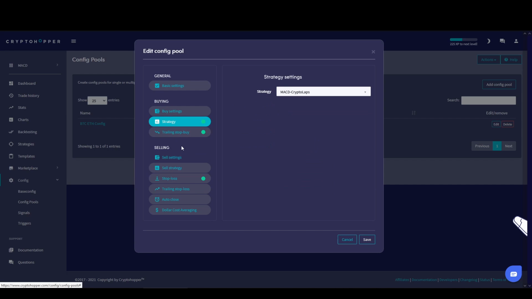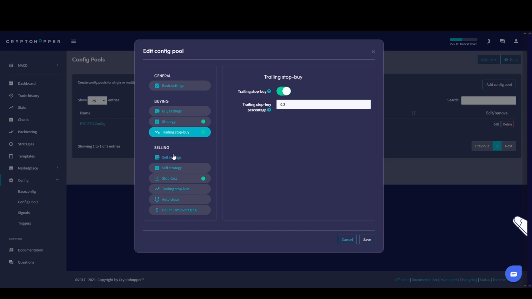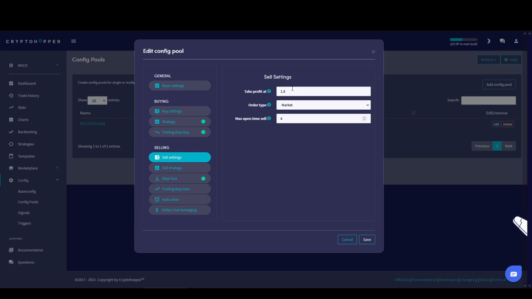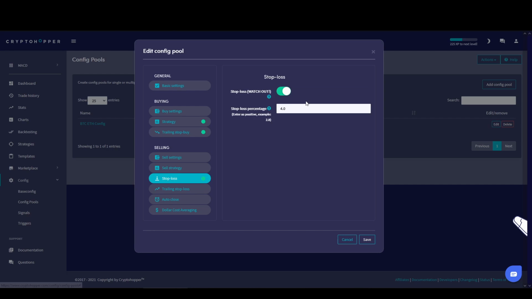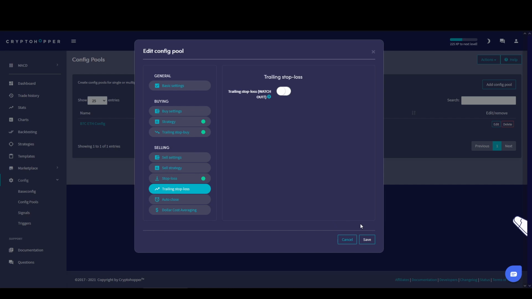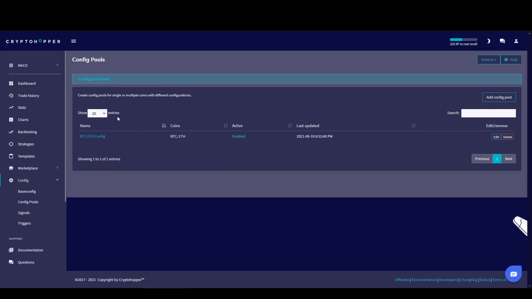For trailing stop buy, you can leave it there. For sell, the take profit, change this to 1.6%, because like I said, Bitcoin and Ethereum swing a little bit smaller compared to other coins. So make it 1.6% here, and change the stop loss to 4%. This one can also be a little bit lower, and that's it. The rest doesn't change. Just click on save, so Cryptohopper will have those special configurations just for BTC and Ethereum.